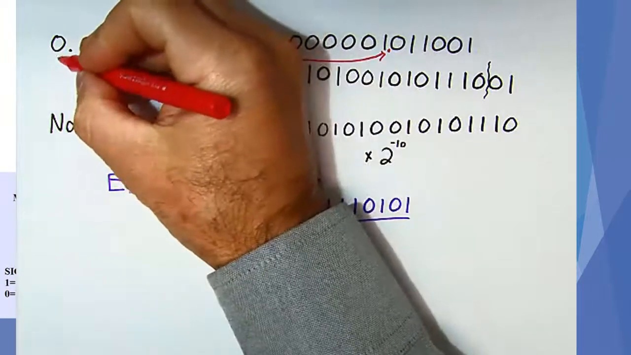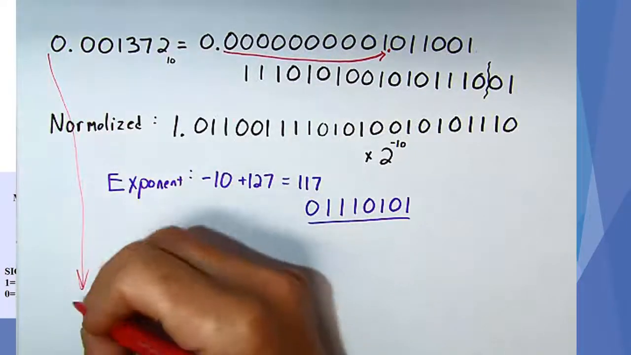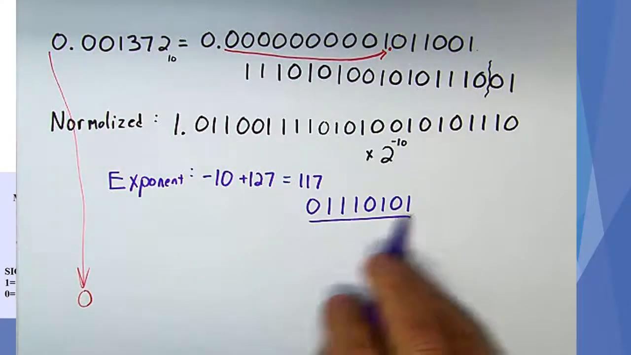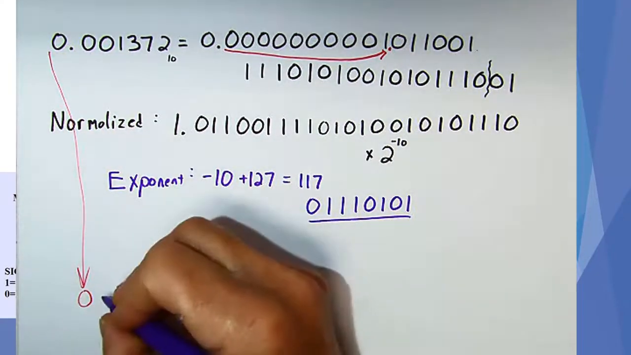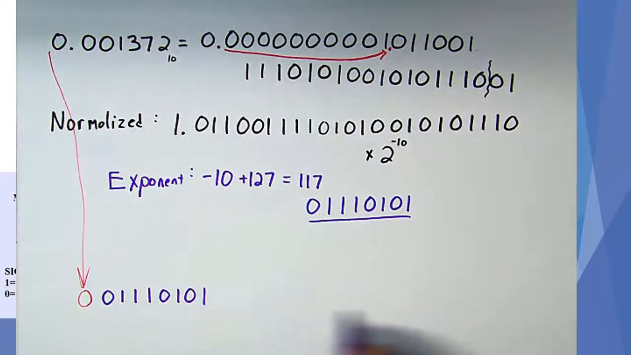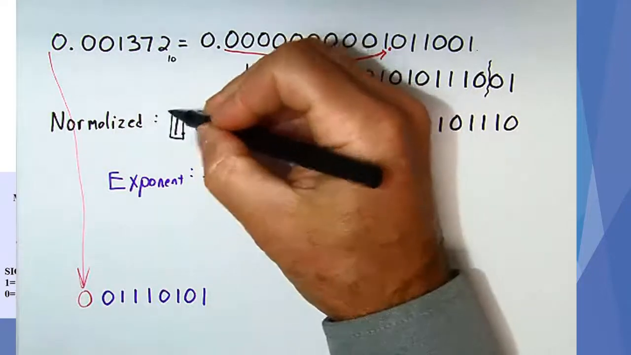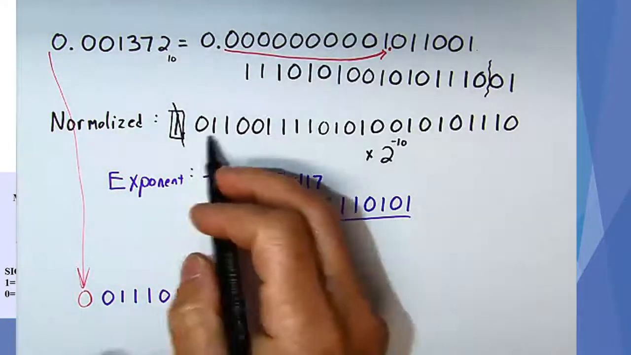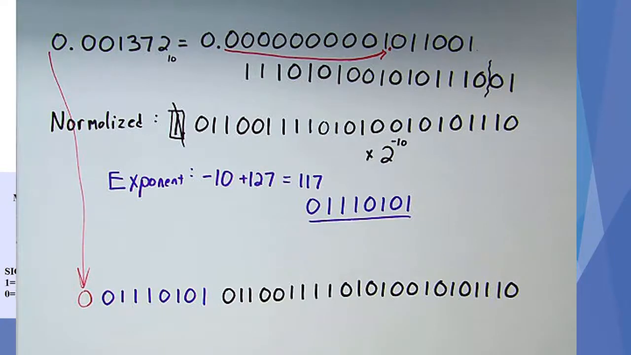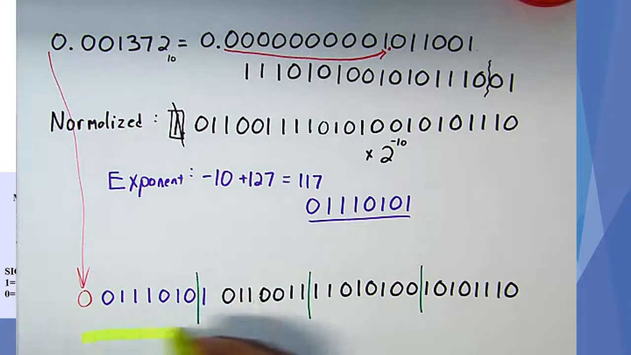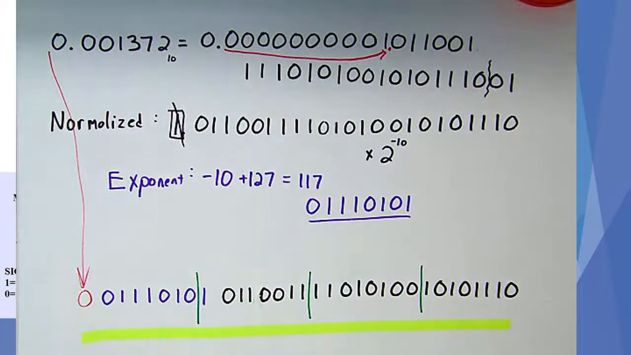And now we're ready to put that into our 32-bit form. This was a positive number, and so our first digit will be a 0. Our next 8 digits are our exponent of 117, and that leaves 23 more digits for our binary places from normalized form. As always, we're going to ignore that one and keep the rest. Makes it a little bit easier if we break those into groups of 8, and that's what you should have in 32-bit form.